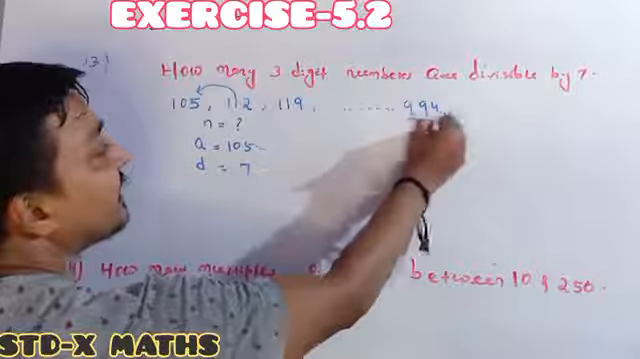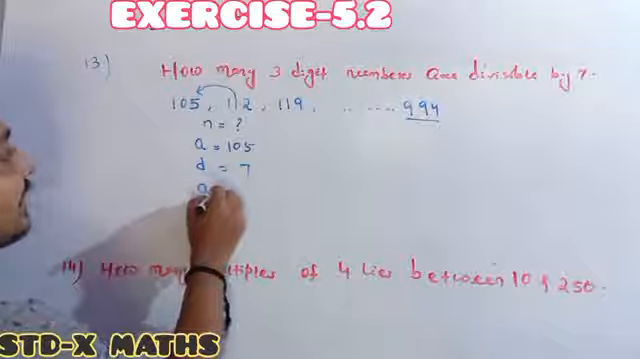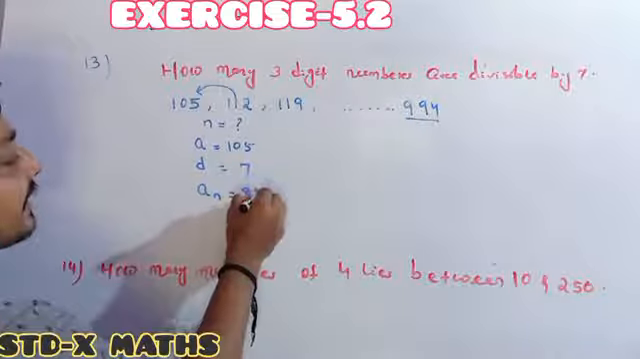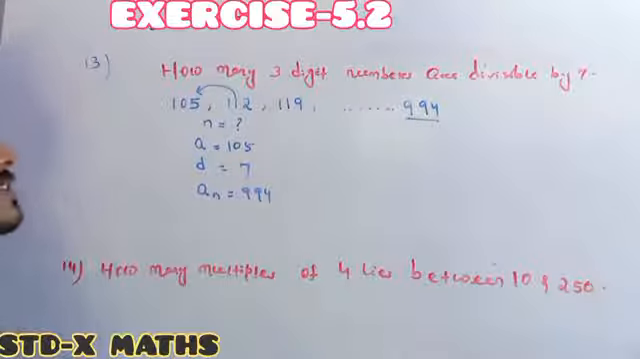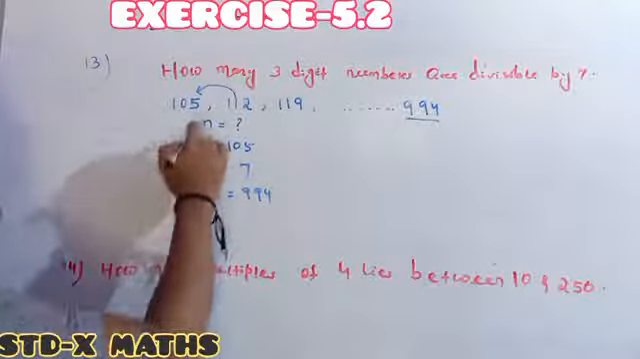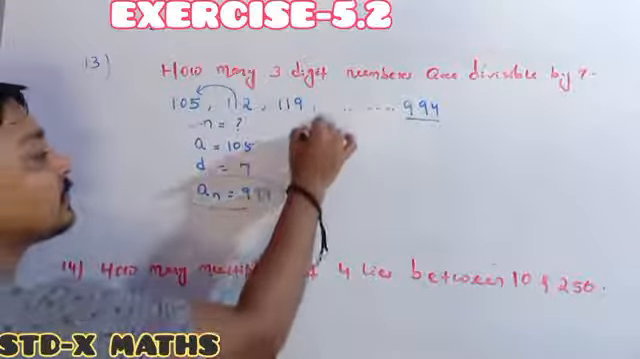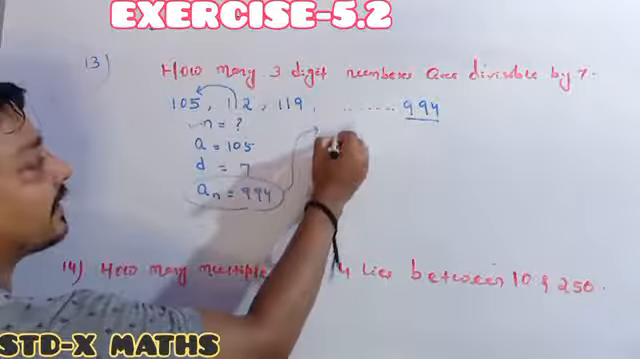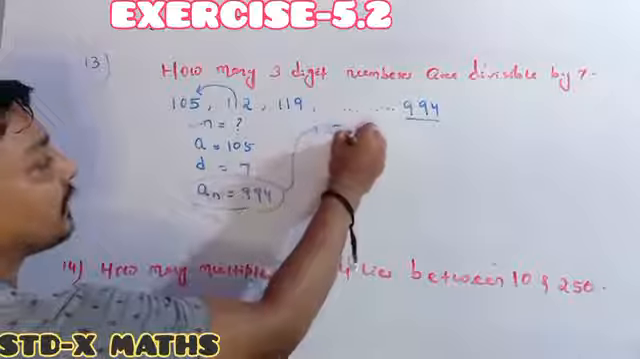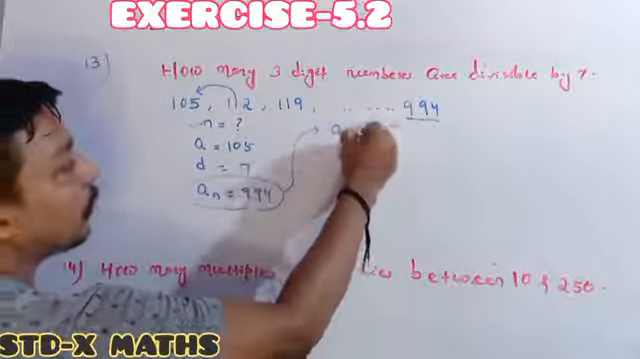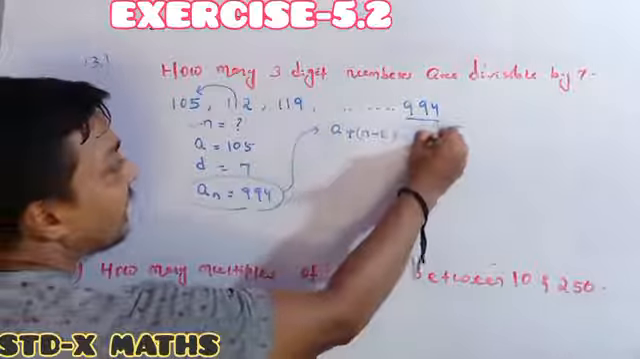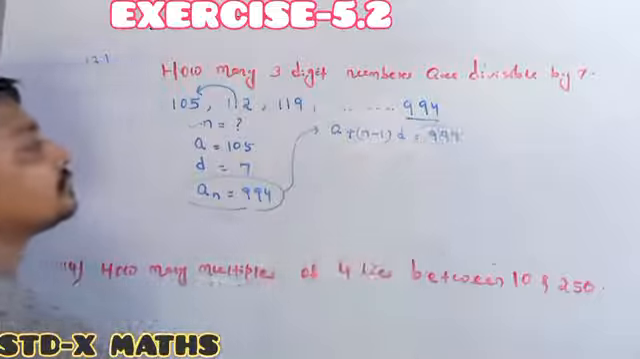And the last term is a_n, which is 994. And the trick that was told to you: whenever a_n, d and a are given, how do we find n? By solving this equation. See, this equation: a_n is 994. It means a plus (n minus 1) times d is 994.